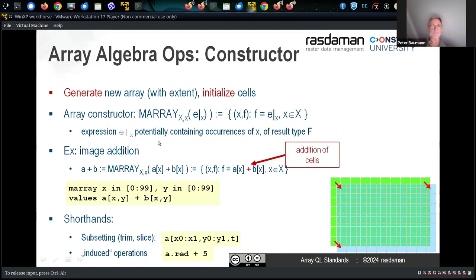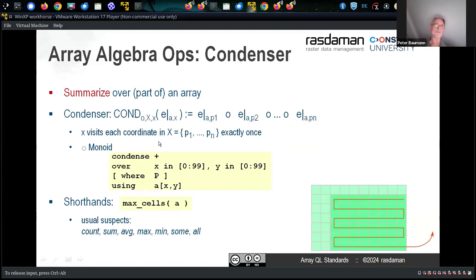So that is the constructor. And now the sort of dual part of it is what we called condenser. It's actually an aggregation, like in SQL, but we wanted to be able to talk about aggregation and array something, so we call the array something a condenser. And it does exactly the same thing. We provide an operation, the condense operation, in this case a plus, and then you define an iteration that can span multiple dimensions. Optionally, you have a selection predicate, and in the using clause, you specify the expression that is evaluated at every position like it was before.